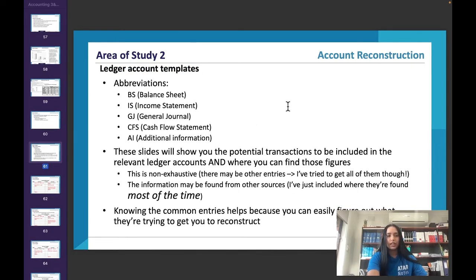You need to know the ledger account templates, which is basically just the expected entries. So knowing, for example, in the bank ledger account, which transactions are expected to go in the debit side, which transactions are expected to go in the credit side.